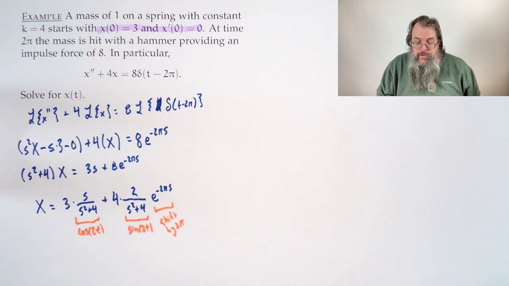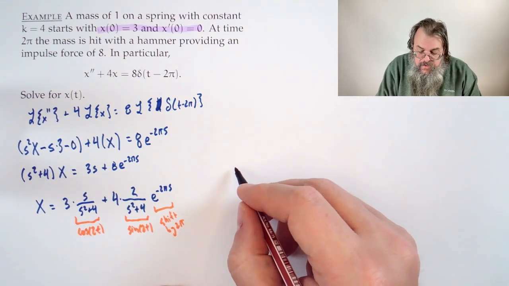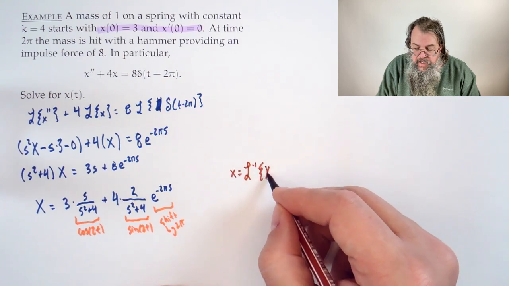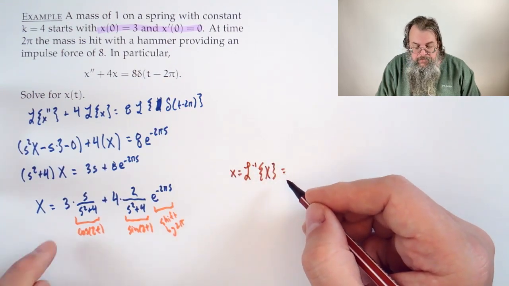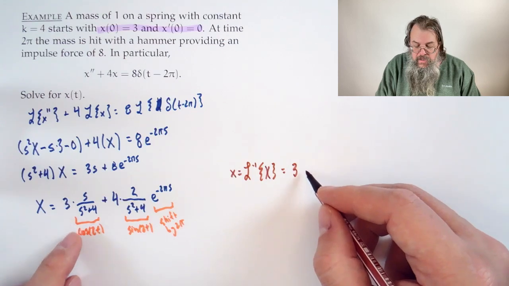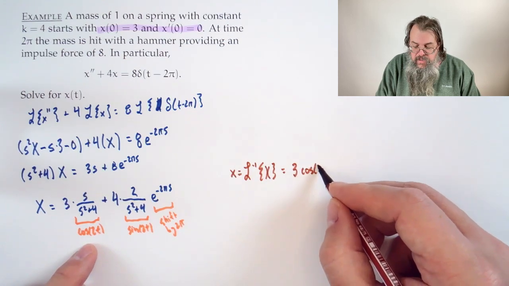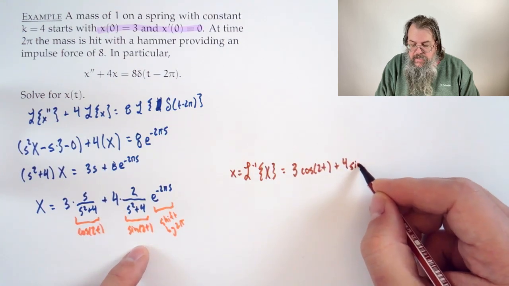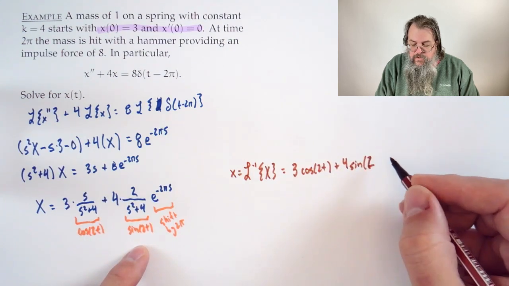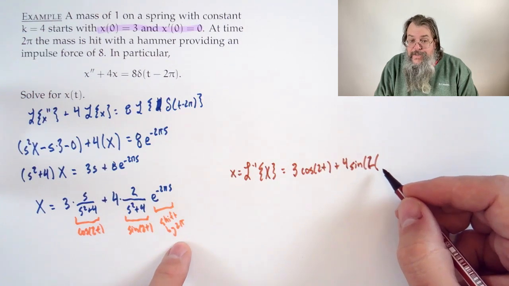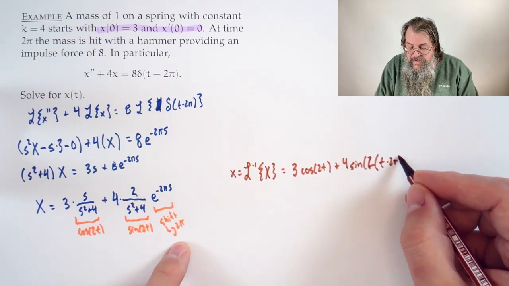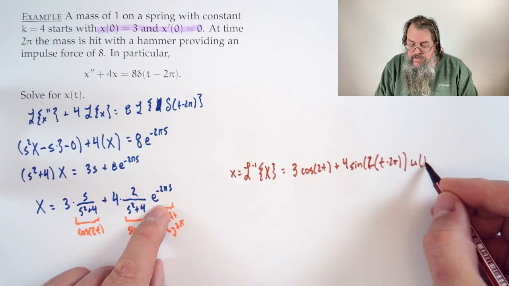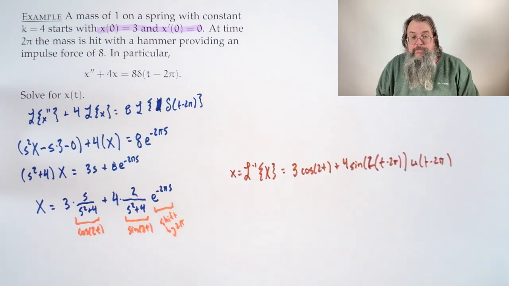And so we can say, aha, our answer for x, which is the inverse Laplace of capital X, is 3 cosine of 2t plus 4 sine of 2 t minus 2 pi. And then we have our on-off switch, u of t minus 2 pi.